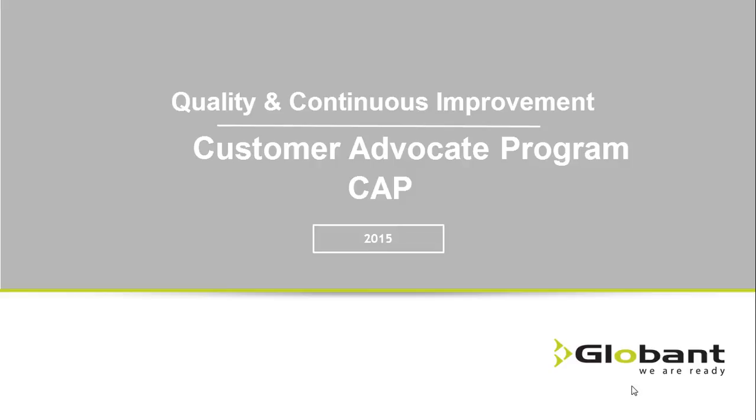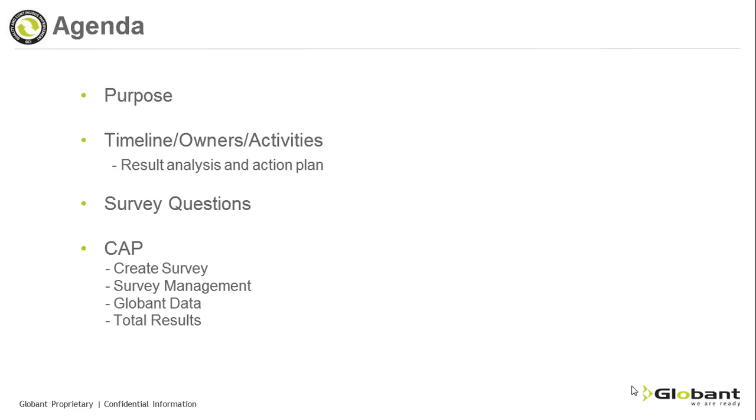The main objective of this training is to show you how we can manage the Customer Satisfaction Survey on CAP, Customer Advocate Program. The themes that will be addressed in this training are the purpose of this application, the customer satisfaction process, including timelines, owners, and activities, focusing on the importance of analyzing the feedbacks and if necessary, make an action plan. Survey questions detail, and finally CAP application, seeing how to create a survey, survey management, global data and total results to consolidate survey information and analyze them.